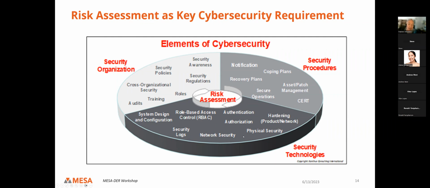And then a third of it is the technologies that might be used, such as role-based access control, authentication, authorization, logging, hardening of the equipment and the networks, etc. So it's really important to go through this whole risk assessment process to understand what needs to be done.